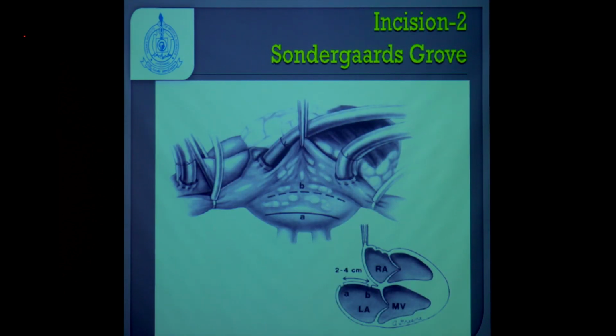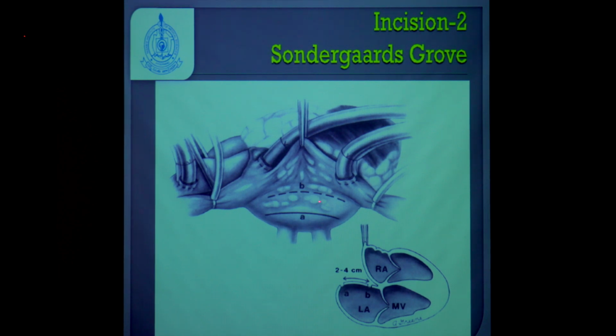This is the second incision. This is the incision which Sir has described in the morning when he was describing the anatomy. The Sondergaard's groove is the groove between the LA and the RA. It is a fat plane. The incision in the Sondergaard's groove is about 1 to 2 centimeters parallel to the incision of the left atriotomy. We have to dissect this.